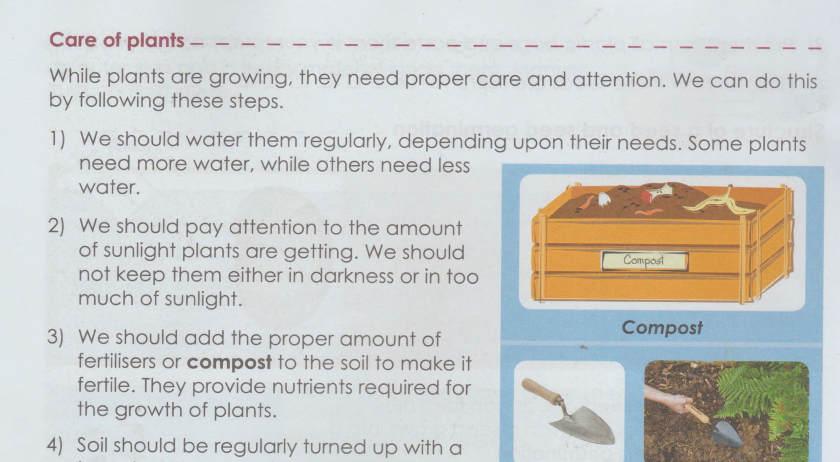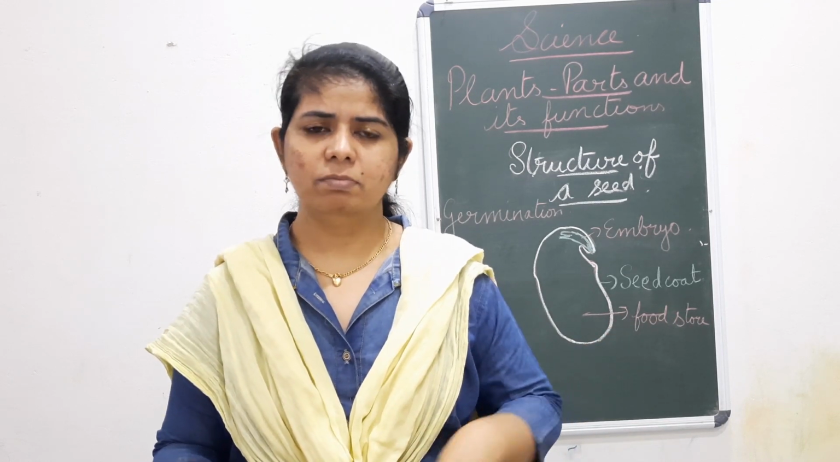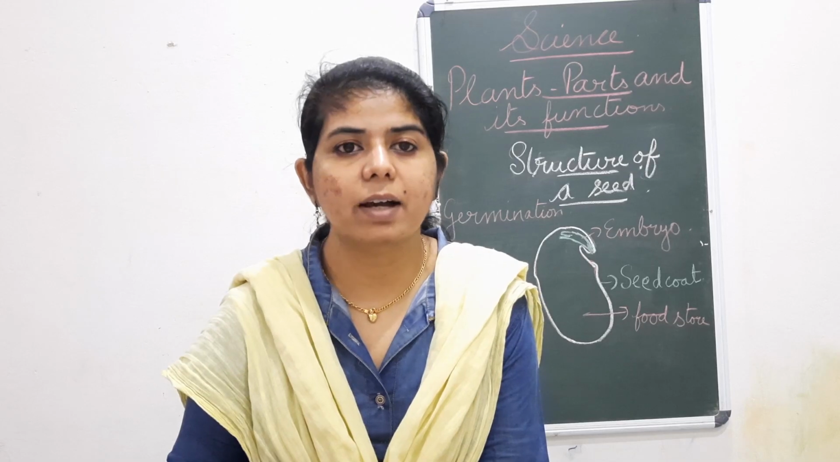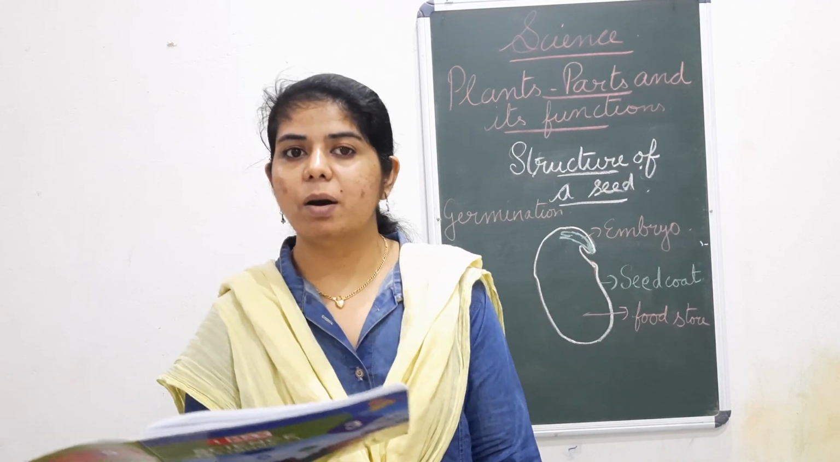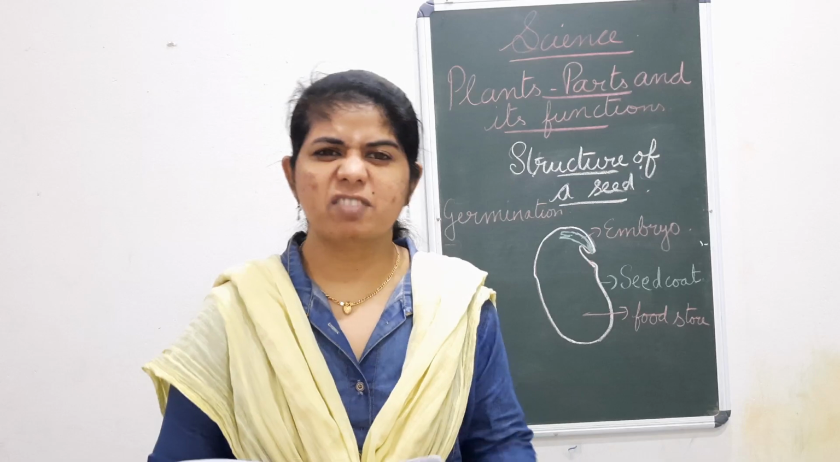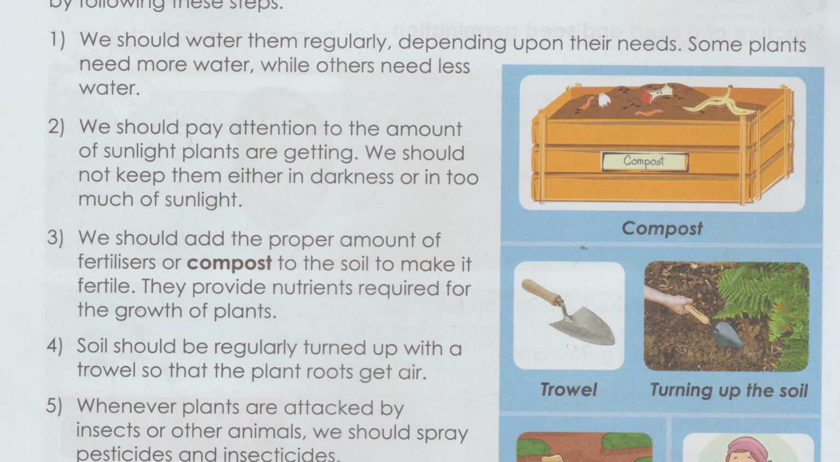First one, we should water the plants regularly, depending upon their needs. If it is raining nicely, there is no need of watering that much, as you will get water from it. Some plants need more water while others need less water. Second, we should pay attention to the amount of sunlight plants are getting. We should not keep them either in the darkness or in too much sunlight. Third, we should add a proper amount of fertilizers and manure, to provide nutrients required for the growth of plants.